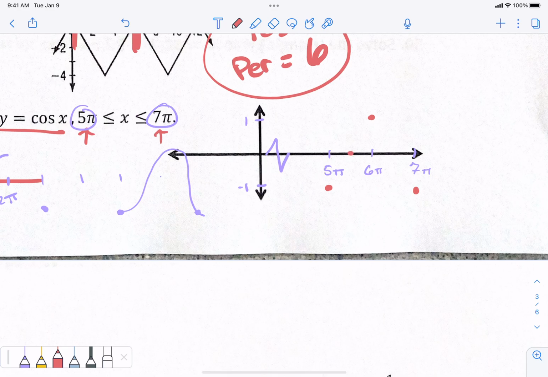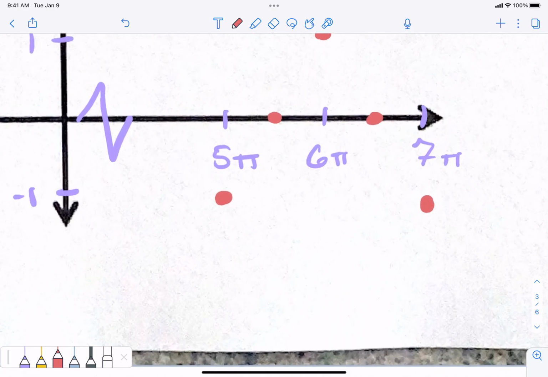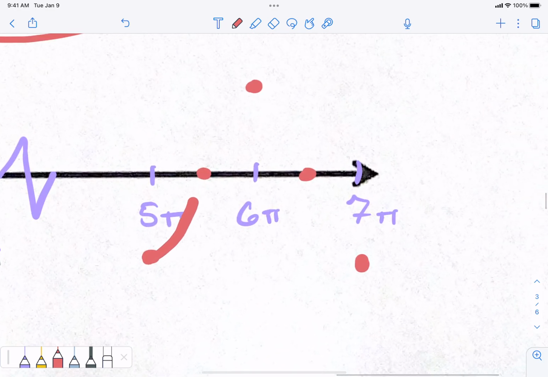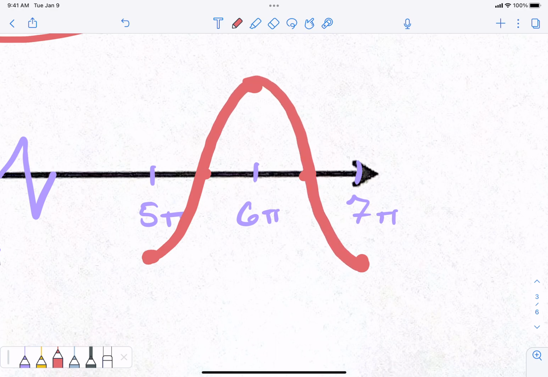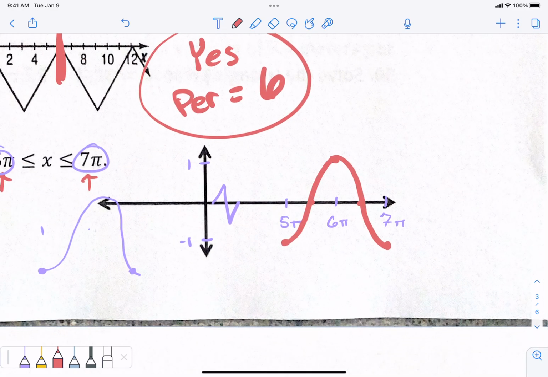I'm going to go here is a dot, and here is a dot. I'm going to put those in the middle there. Do we have to label the in-between? No, not necessarily. Label your start and your finish. Make him look like that, okay? That's what he will look like between 5 pi and 7 pi. Great. That's what cosine looks like.